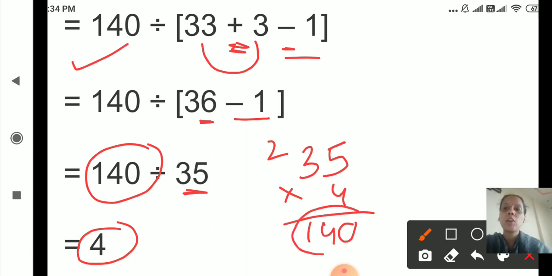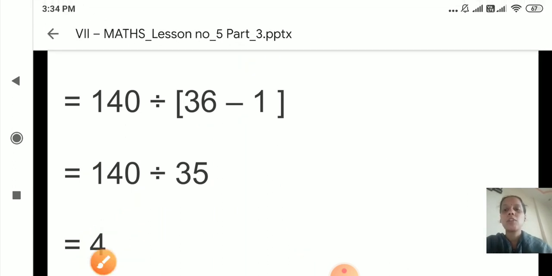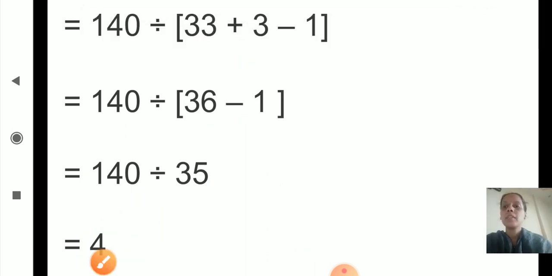So what we got here, 140, means what? 140 divided by 35 is 4. Okay, so this is the final answer. So after solving this, we got the answer, that is 4. Okay, hope we are clear with this sum. So we have completed the third sum.